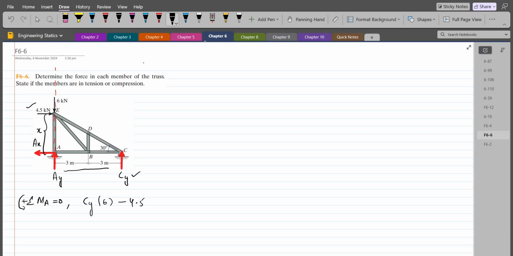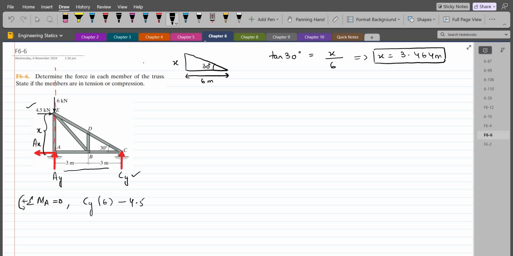Let's call this X. And to find the value of X, we can consider this triangle, which has an angle of 30 degrees and a base of 6 meters. So tan 30 equals opposite, which is X, over 6. So X comes out to be 3.464 meters, which is our moment arm for the 4.5 kN force, equals 0. So from here, CY comes out to be 2.6 kilonewtons.